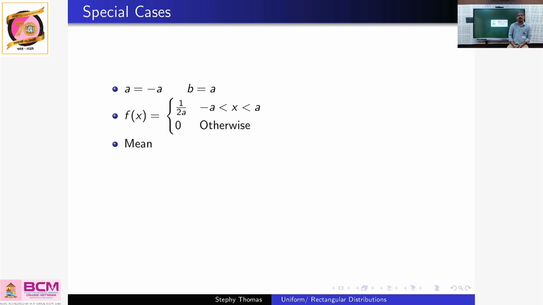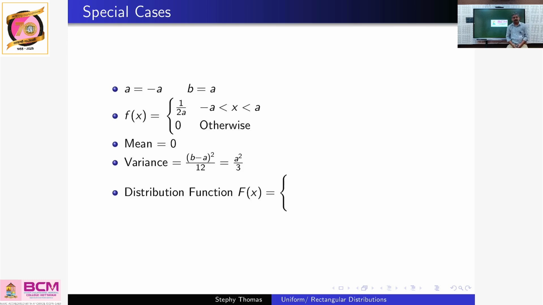Mean is equal to a plus b divided by 2, that is minus a plus a divided by 2, which is equal to 0. Variance is equal to b minus a the whole square divided by 12, so it becomes 2a the whole square divided by 12, that is 4a square divided by 12, that is equal to a square by 3. Now the distribution function is given by x minus a, so a was equal to minus a, so it becomes x plus a divided by 2a, and 0 otherwise.